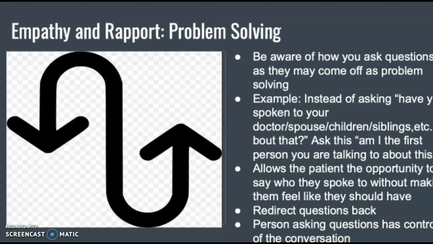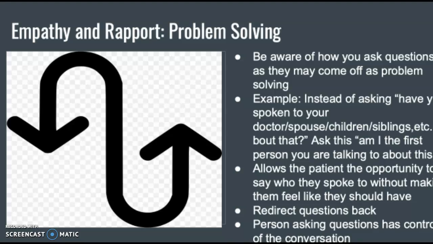If you want to avoid sharing your opinion or what you would do in a situation, you can say, "What I would do in this situation might be different than what you should do. What do you think you should do?" The person who is asking questions is the person who has control of the conversation, so always try to redirect their questions back to themselves.